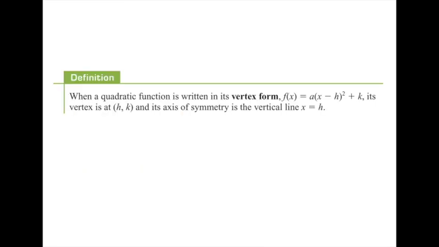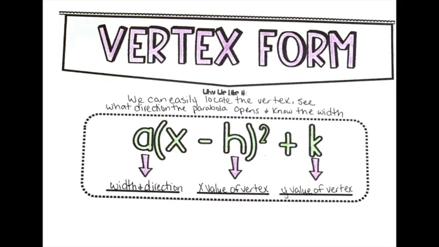The standard form of vertex is A times the quantity x minus h squared plus k. All right? So let's look at what all of these stand for. Why do we like it? You can very easily find your axis and your vertex when it is in vertex form. Your A still tells you your width and direction, but the H now tells you the value of your axis and the X value of your vertex. The K now tells you the Y value of your vertex. So when you have it in vertex form, you don't have to solve for your axis or your vertex. You actually already have that. The only thing you have to solve for when it is vertex form is your y-intercept.